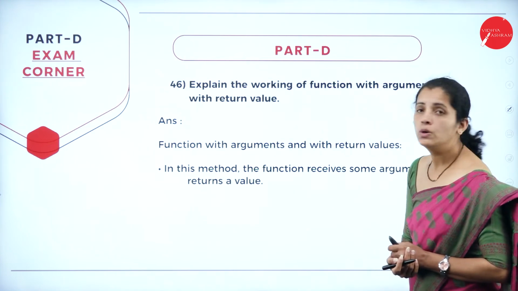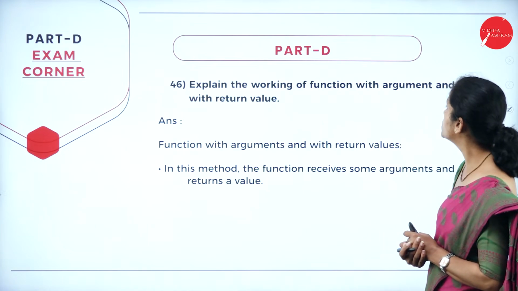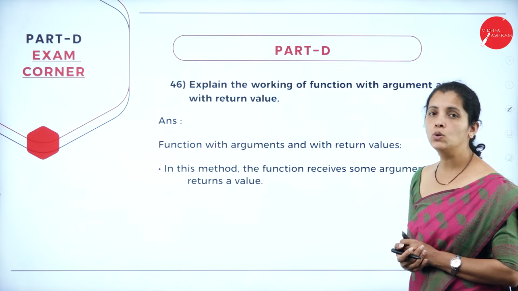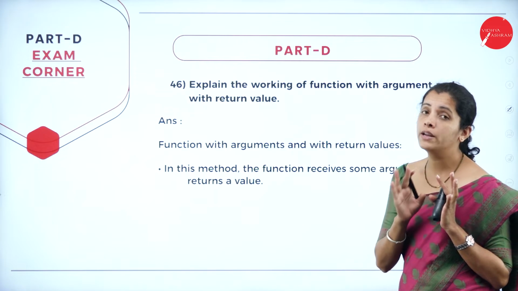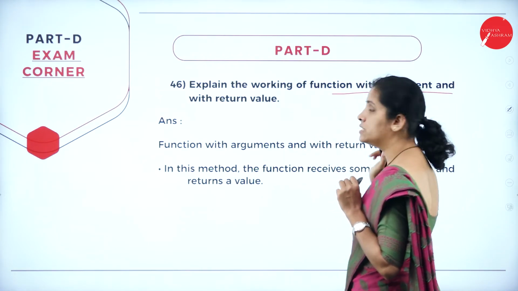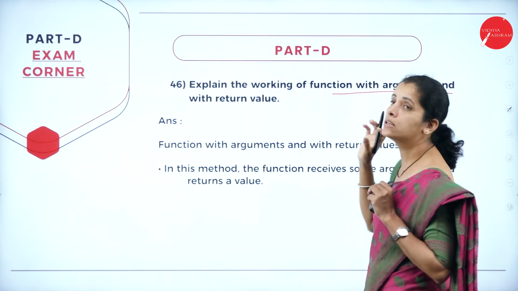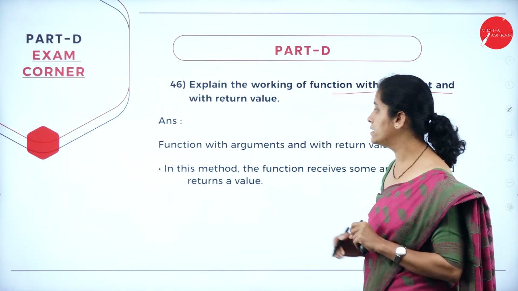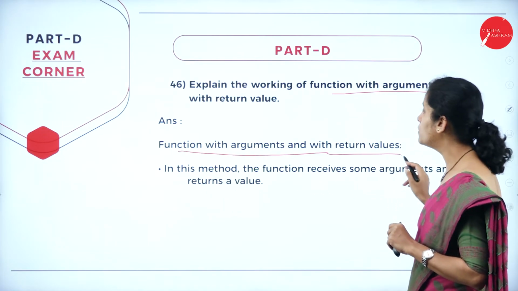Now, let me consider another question. Explain the working of functions with arguments and with return type. So, dear student, don't get confused here. If I consider function, we are having 4 different types of function. In that, here we got the question like, explain the working of function with arguments and with return type. So, here I am having return type as well as arguments. So, function with arguments and with return values.